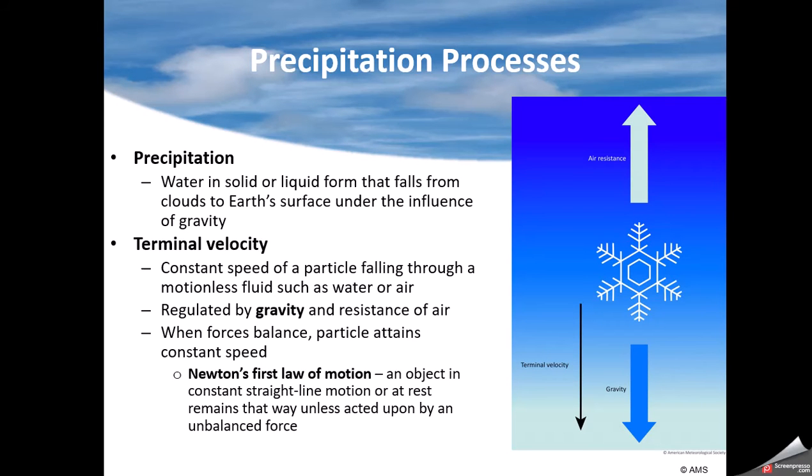Precipitation. An ice crystal, a snowflake, gets big enough that the friction of the air and the air pressure pushing upwards on it is overcome by gravity and the weight of that parcel, and it begins to fall back to Earth.